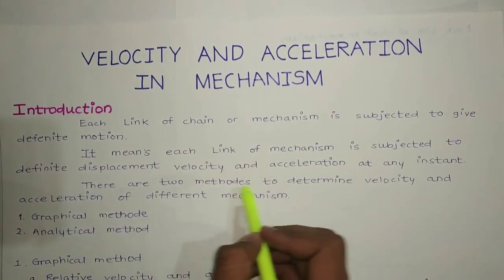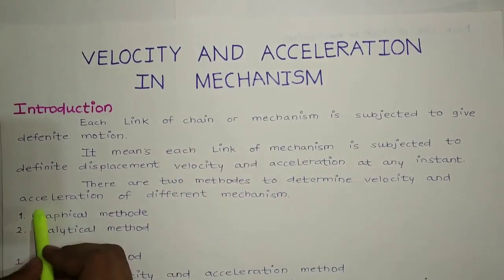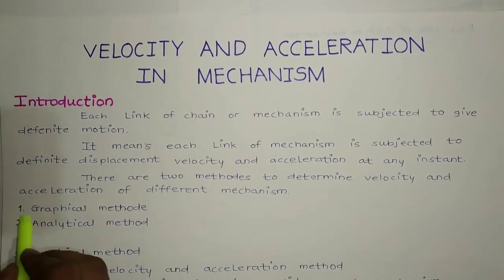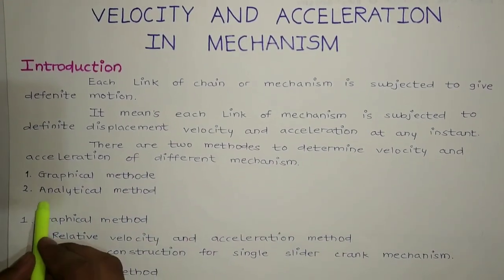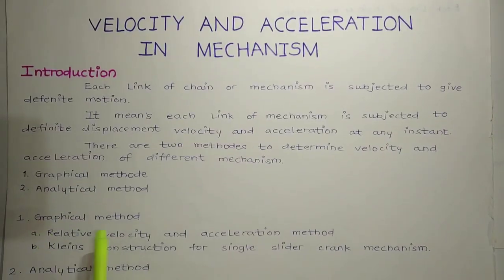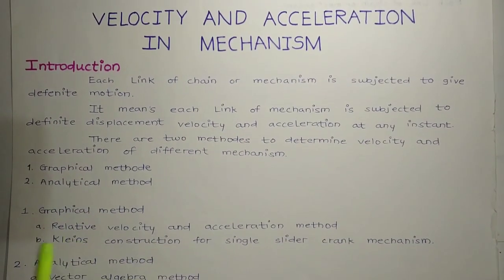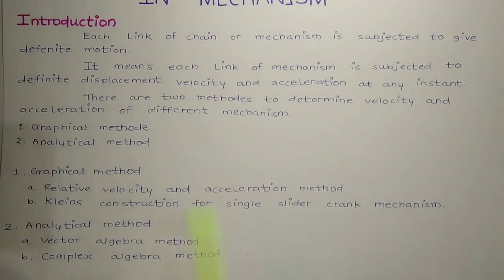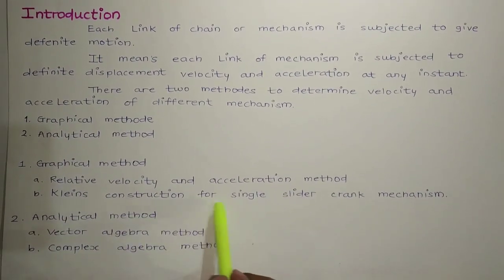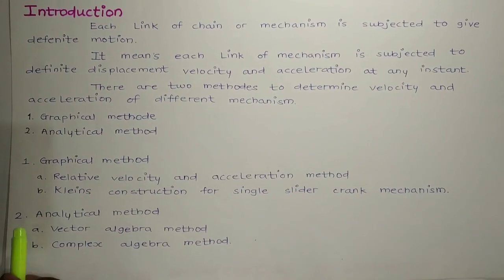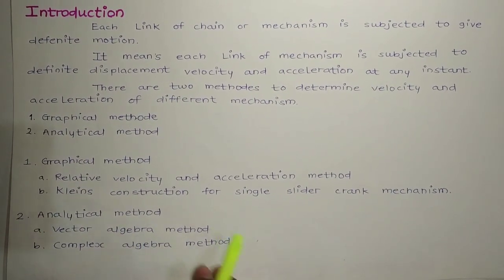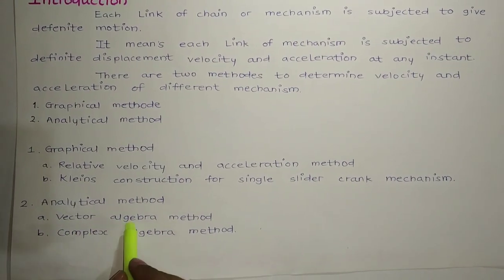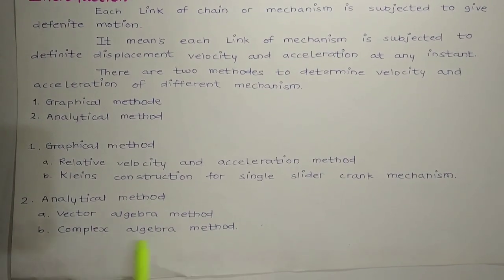There are two methods to determine velocity and acceleration of different mechanisms. First, the graphical method, and second, the analytical method. The graphical method is subdivided into two types: first, the relative velocity and acceleration method, and second, Klein's construction for a single slider crank mechanism. And second, the analytical method, which is also subdivided into two types: first, the vector algebra method, and second, the complex algebra method.